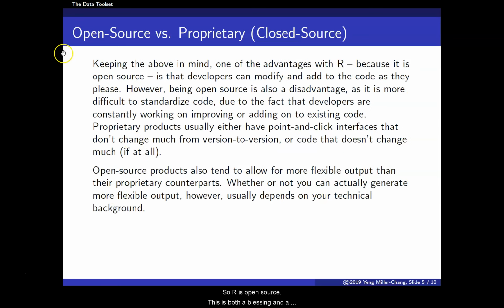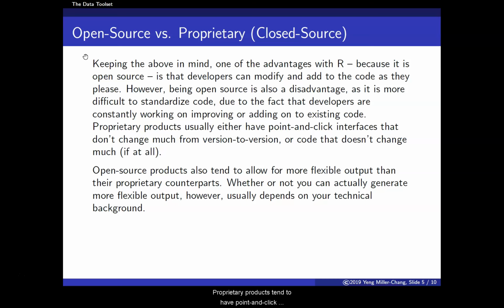So R is open source. This is both a blessing and a curse. People can add their own code to R quite easily. Good from a developer's perspective, but from a user's perspective, it makes it difficult to standardize code, given that people are constantly developing code in R. As a side remark, Python has the same problem too, should you learn it for data analysis.